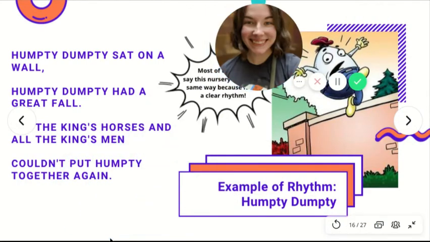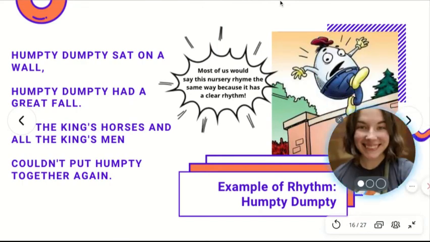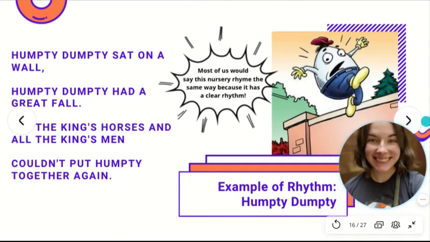A pretty clear example, sorry for my picture being in the way, of rhythm in a poem is Humpty Dumpty. Technically, it's a nursery rhyme, but we can also call it a poem. Most of us would say this nursery rhyme in the same or a similar way because it has a very clear rhythm. When I say Humpty Dumpty, I always say it the same way. Humpty Dumpty sat on a wall. Humpty Dumpty had a great fall. All the king's horses and all the king's men couldn't put Humpty together again.